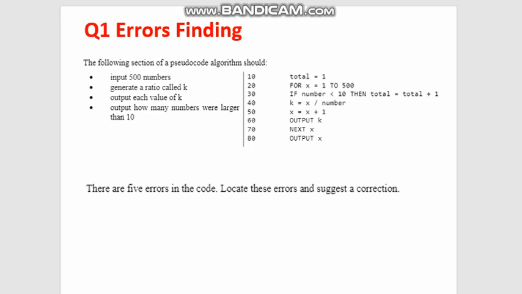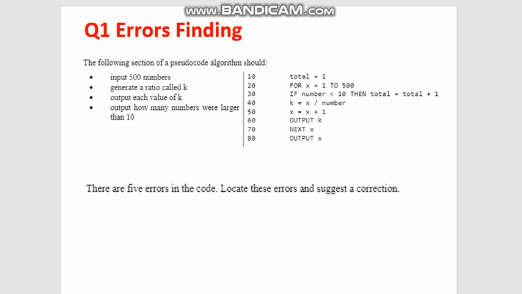What is the second error? The error is in line 30, the third line. The number that is entered must be larger than 10. So we have to change this less than sign to a greater than sign. Then is there any other error in the same line? Yes, no input command. It is written input 500 numbers, so the input command must lie inside a loop.